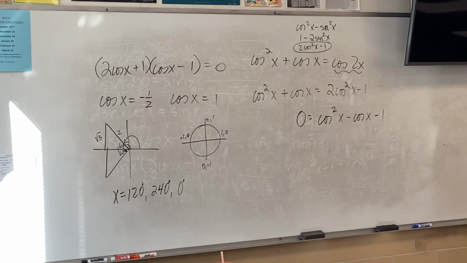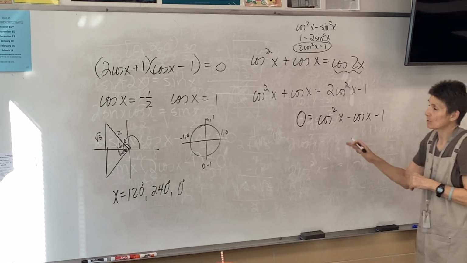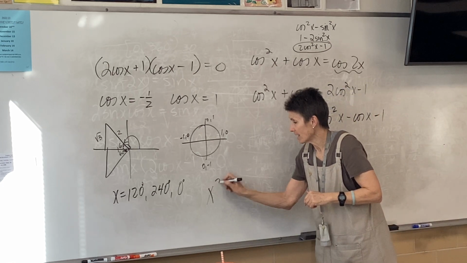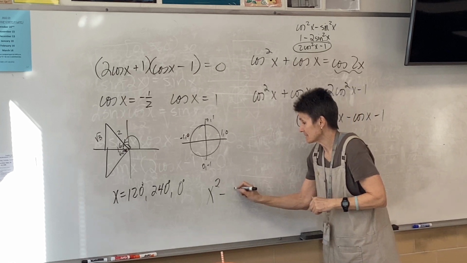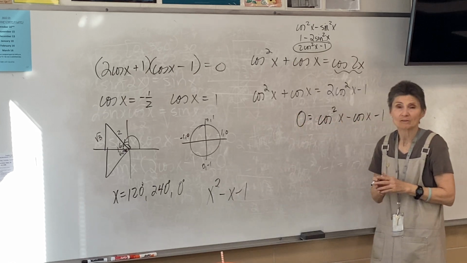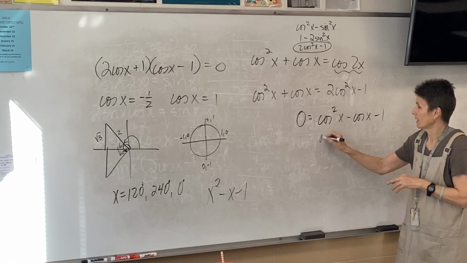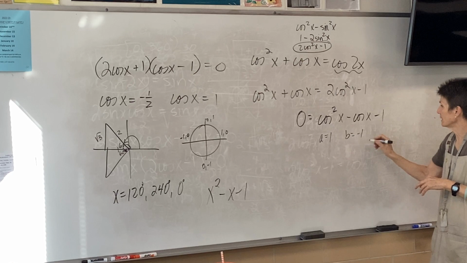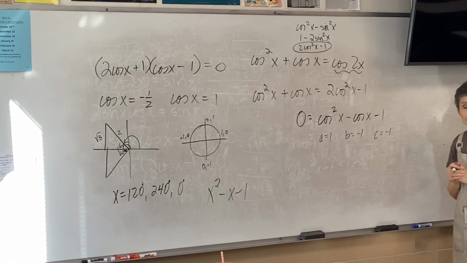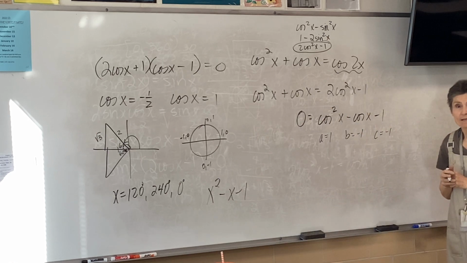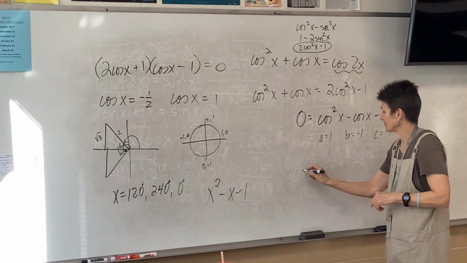Uh-oh, here's the bad news. This is pretty bad news. That does not factor. That is a quadratic equation, just like x squared minus x minus 1. That doesn't factor. So my A is 1, my B is -1, and my C is -1. So I'm going to need the quadratic formula. Oh yeah, here we go.